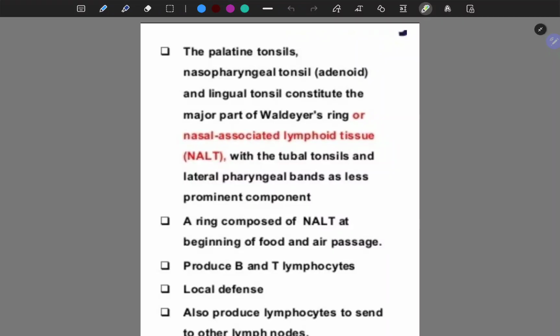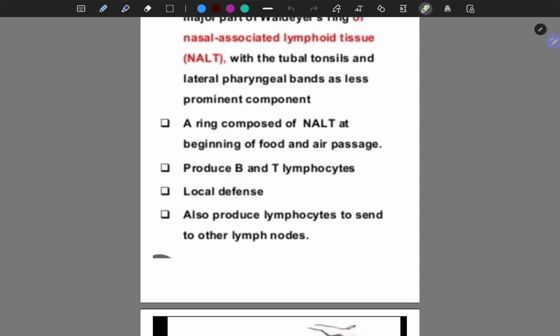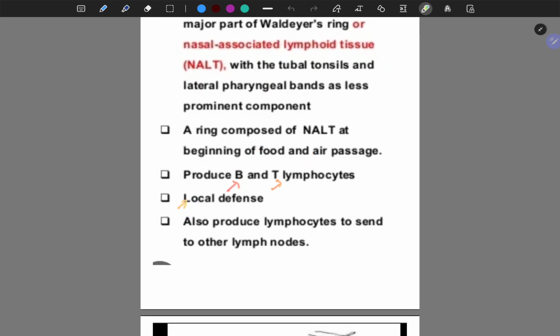Anatomy Basic Sciences Part 4. The palatine tonsils, nasopharyngeal tonsil (adenoid), and lingual tonsil constitute a major part of the mucosa-associated lymphatic tissue, with the tubal tonsils and lateral pharyngeal bands as less prominent components. This ring of lymphatic tissue at the beginning of the food and air passage produces B and T lymphocytes, which act as a local defense mechanism. They also produce lymphocytes to send to other lymph nodes.